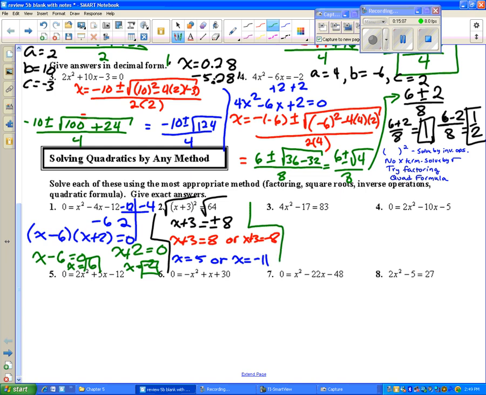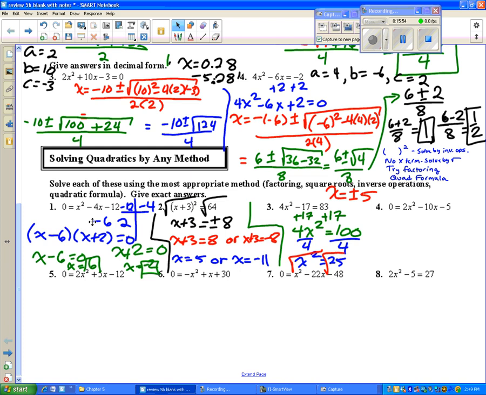All right, number 3. On this one, I do not have an x term. I have an x squared term, but I do not have an x term. So I'm going to add 17 to both sides. I'm trying to get the x squared by itself. So I get 4x squared is equal to 100. I need to divide by 4. I get x squared is equal to 25. I'm going to square root both sides. I get x is equal to plus or minus 5.